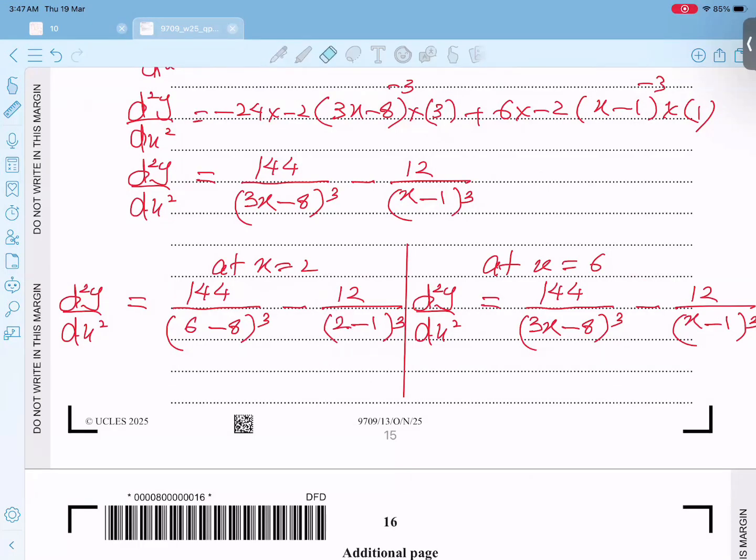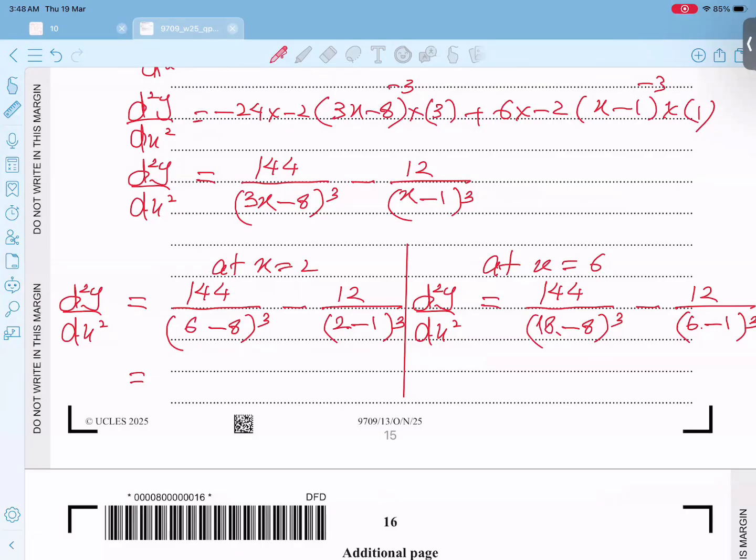And what about the other part, students? Here 3 times 6, or I can write 18 directly, no problem. And here I plug in 6. 6 minus that. If I check it, it is 144 divided by this, which is negative 2 cubed, negative 8. And what about the other one? 12 divided by 1, no need. So there's a negative 30.